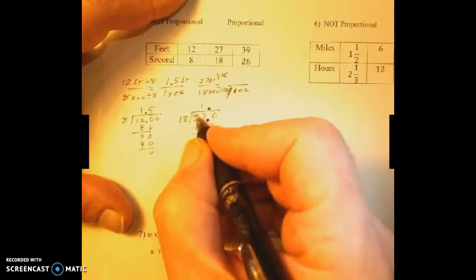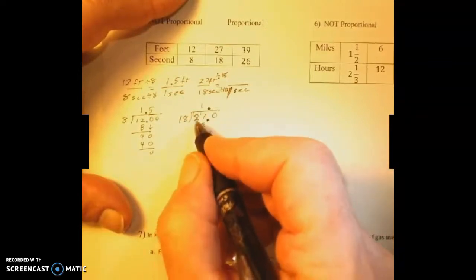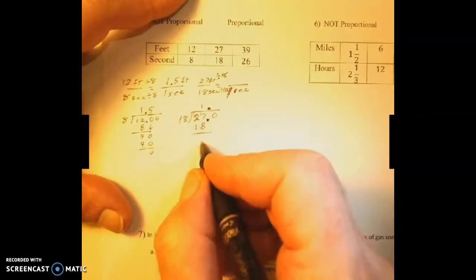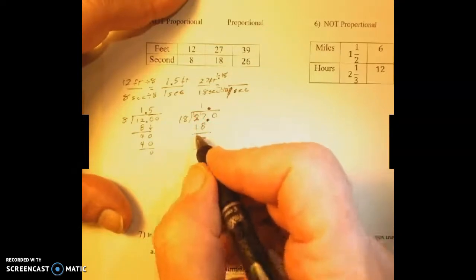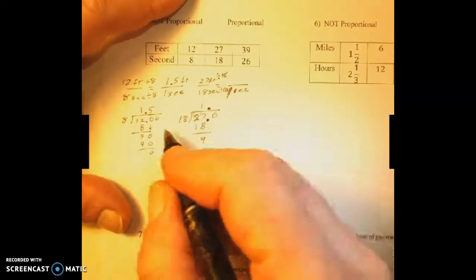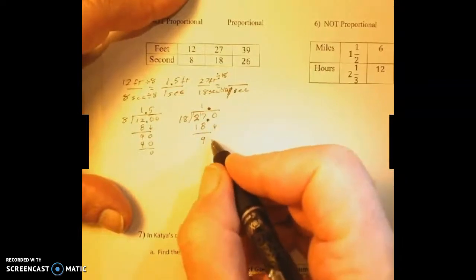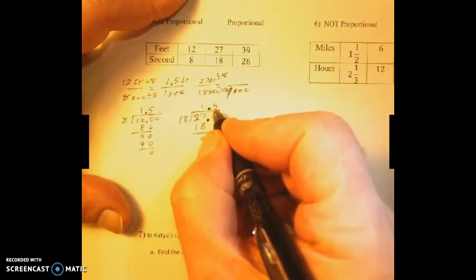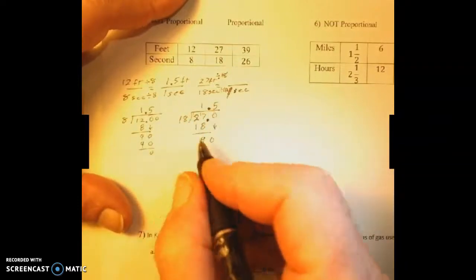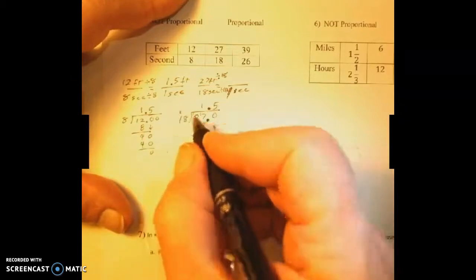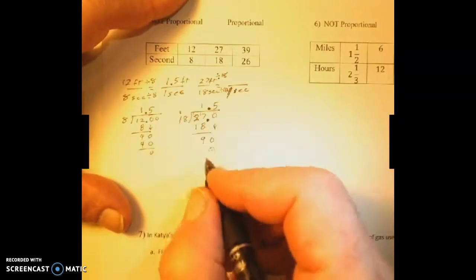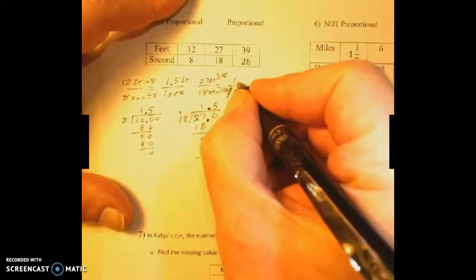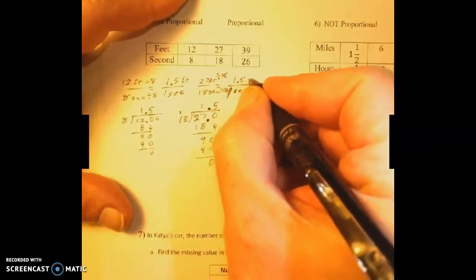Subtract. Be careful of your borrowing. 8, you have to borrow from the 2. It becomes a 1. That makes this 7 into a 17. 8 from 17 is 9. 1 from 1 is 0. Bring down your 0 and do it again. 18 goes into 90 exactly 5 times. 5 times 18. 5 times 8 is 40. Carry a 4. 5 times 1 is 5 plus the 4. 90. Subtract. You get 0. So this is also 1.5 feet per second.